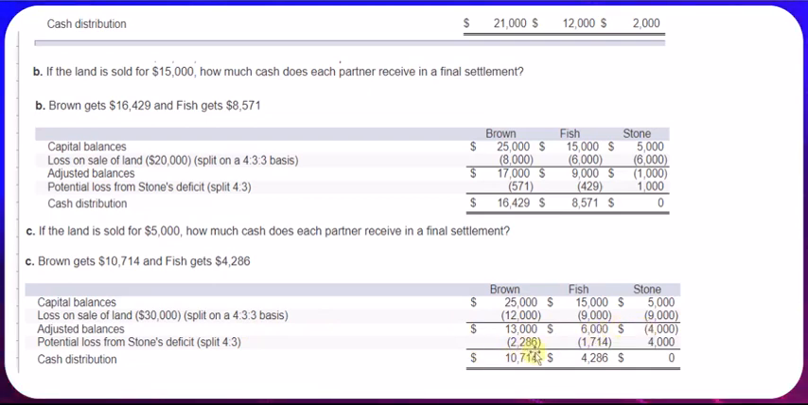Now we see Stone is already in a deficit position in terms of his allocation of a loss. So we allocate $4,000 to him to bring his cash balance to 0, and we have to split that allocation, which is shared between Brown and Fish. Again, 4/7 and 3/7. And that's how we get the split allocation. We allocate that loss, and that would be the amount of cash that would be distributed to Brown and Fish.